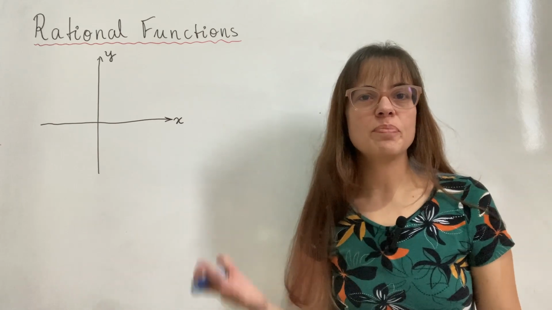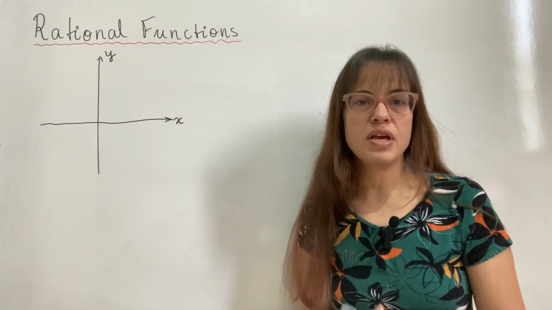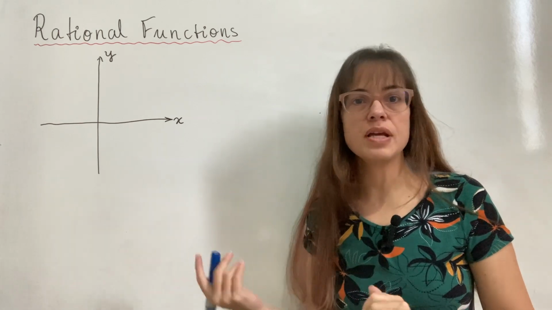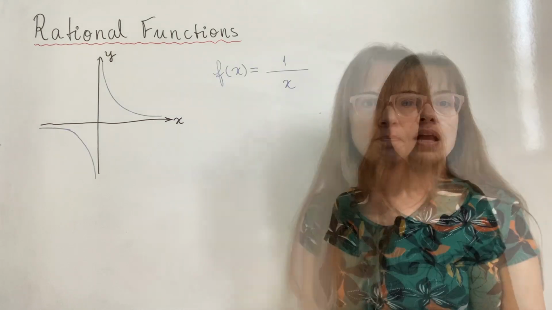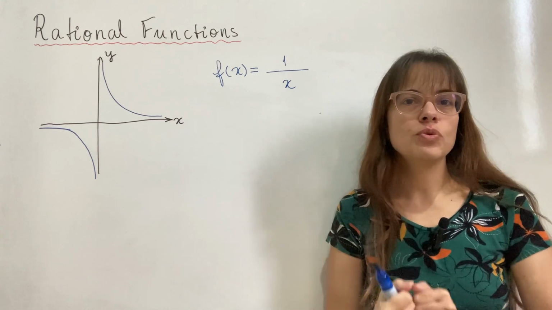Today we're going to talk about rational functions. This content is in both AA courses, so we're going to start with the SL part and then move on to the HL part. And it all starts with the function 1 over x, which is also called the reciprocal function.